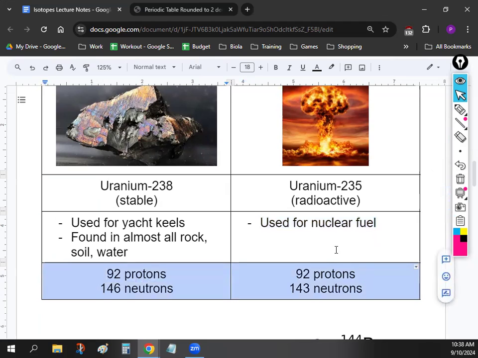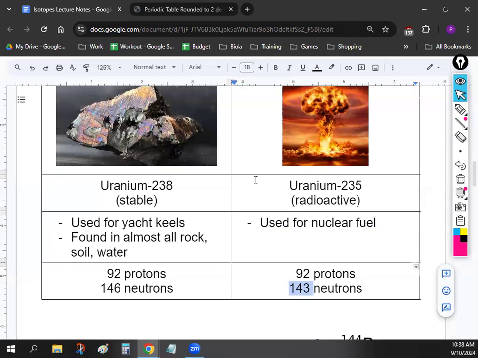If you look right here, they both have 92 protons, but the difference is going to be the neutrons. 146 for this one, the stable one, and 143 for the radioactive one. So that's what isotopes can do. Depending on the neutrons, it completely changes what they do.